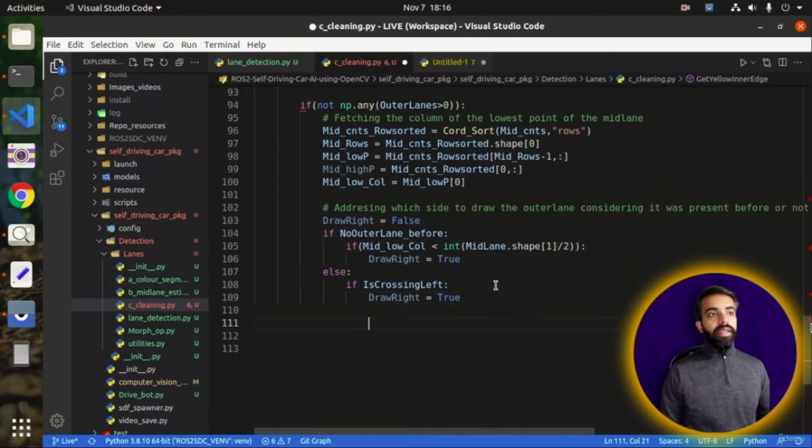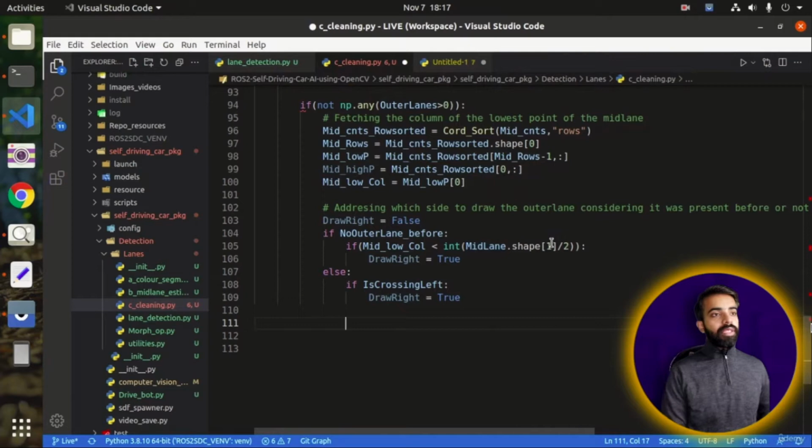Once we have identified which side is the correct side to draw the outer lane, we then draw it. And that can be checked in two cases. If the outer lane was present before, then it means it was wiped out because of being incorrect. So whichever direction it was is the incorrect direction, and we need to go to the opposite direction. If it was not present, then we compare which side the mid lane was on relative to our image center. If the mid lane is on the left-hand side of the image center, then we draw on the right, otherwise we draw on the left.